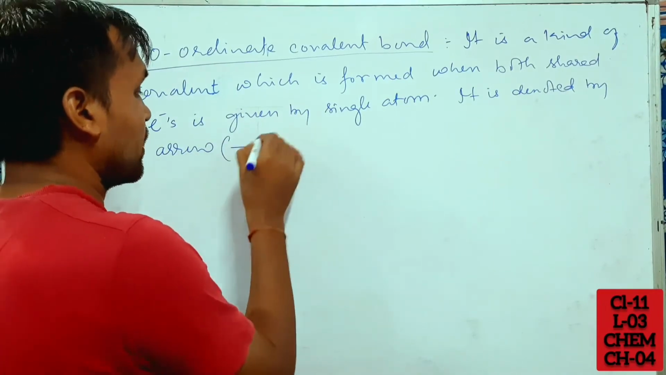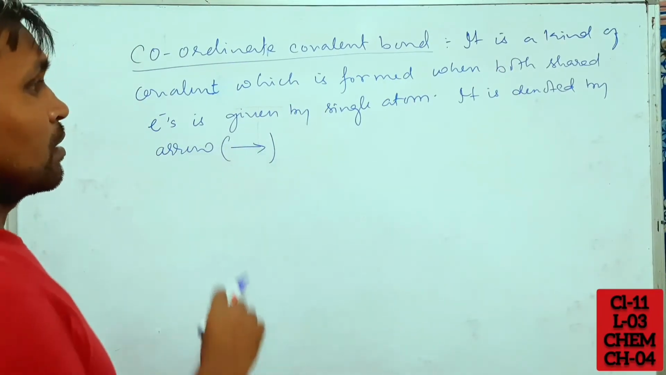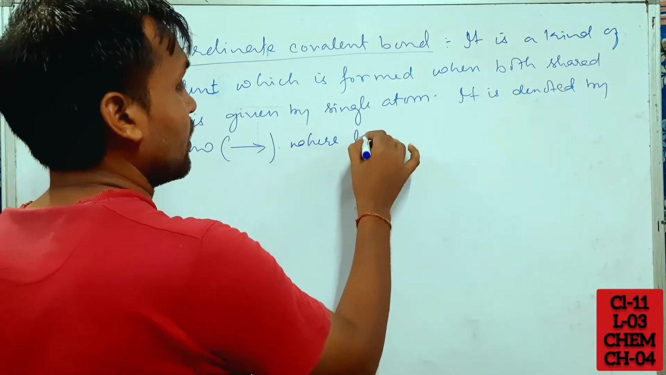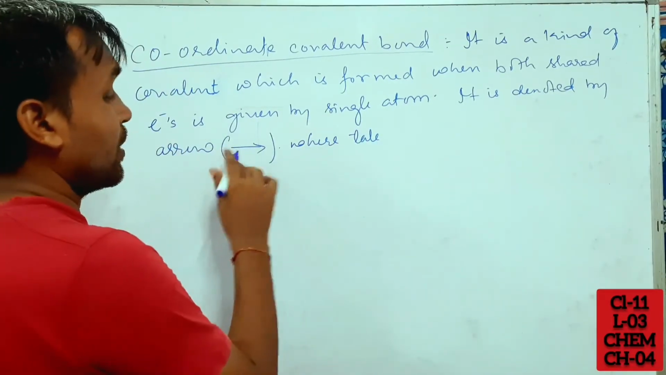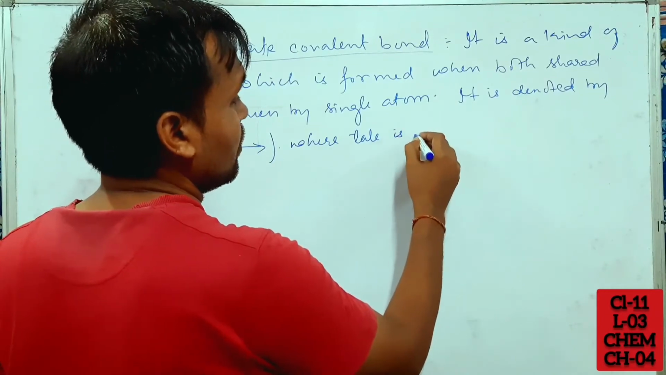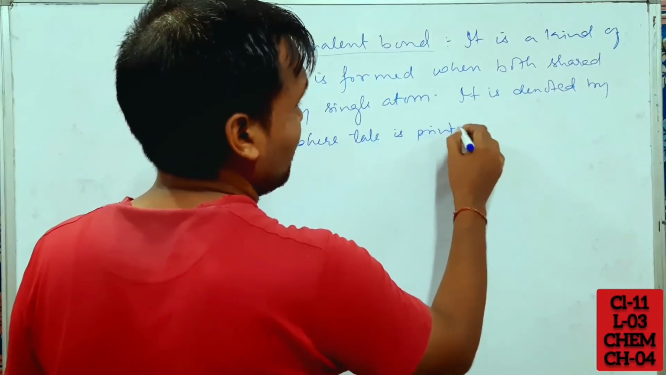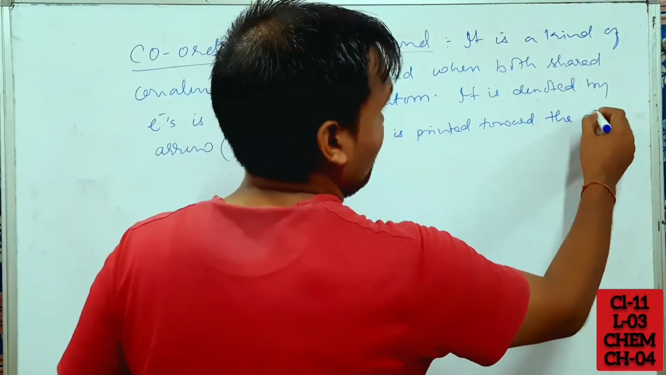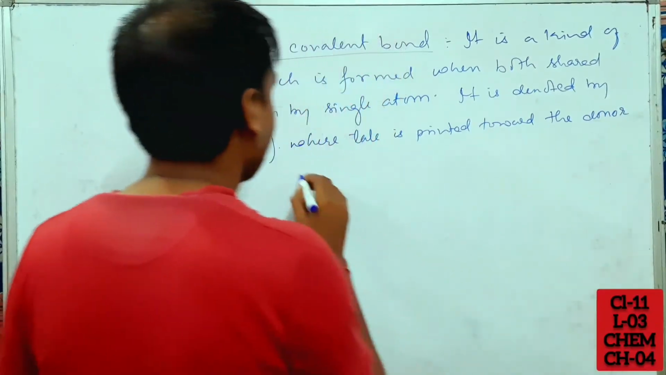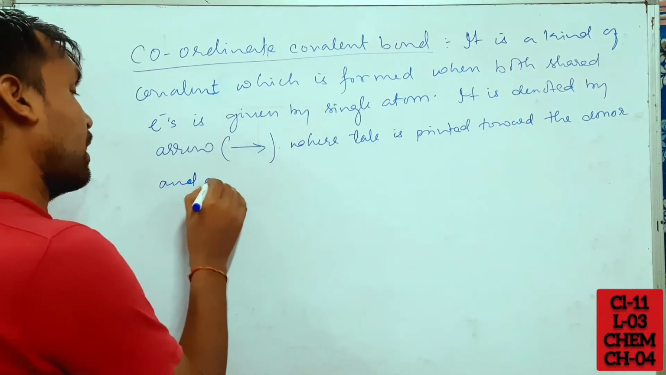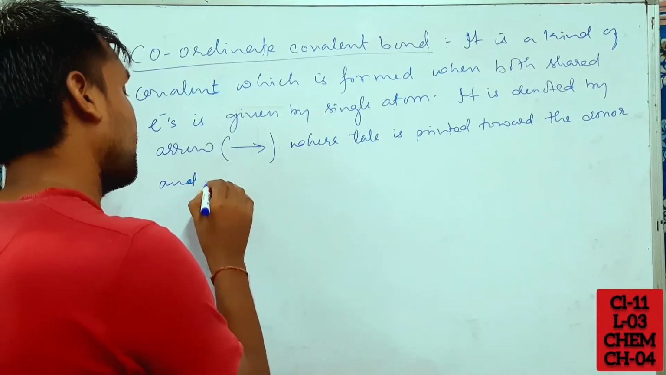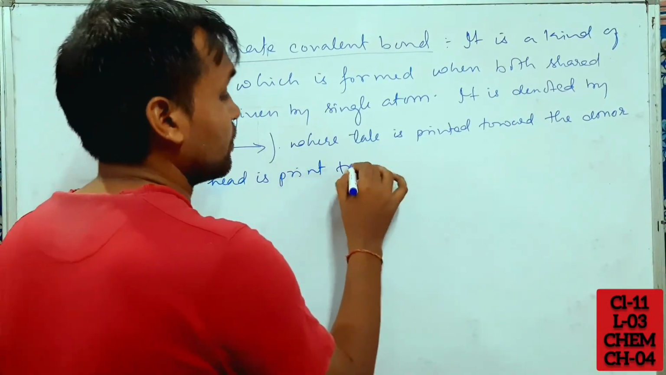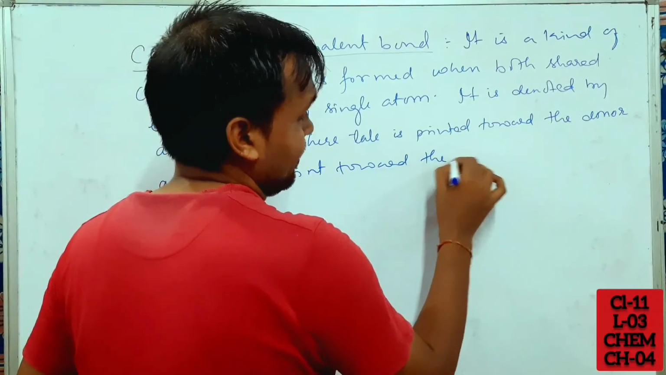It is denoted by an arrow. This is the sign of a coordinate covalent bond, where the tail is pointed towards the donor, and the arrowhead is pointed towards the acceptor.